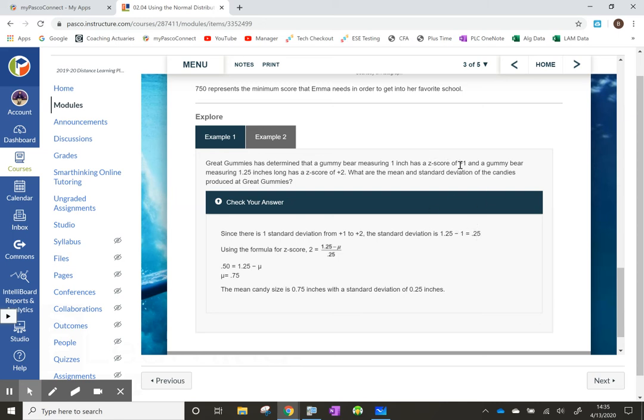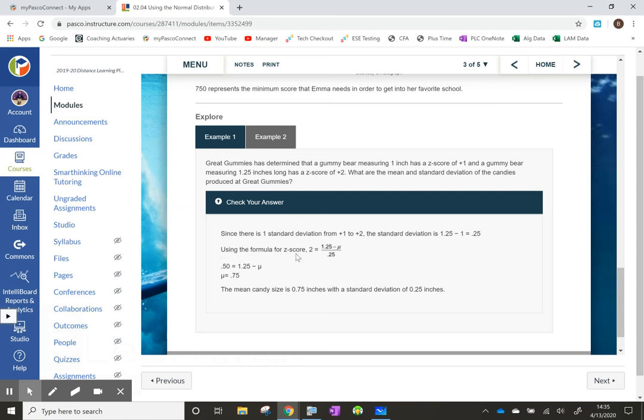I think that makes perfect sense, right? Because if it's 1 inch, it has a z-score of +1, but when it's 1.25 inches, it has a z-score of +2, which means between the two of them, from +1 to +2, these are one standard deviation away from each other, because from one standard deviation to two standard deviations is a distance of one standard deviation. So from 1 inch to 1.25 inches, that means the standard deviation was 0.25. So they found the standard deviation of 0.25 just like that.